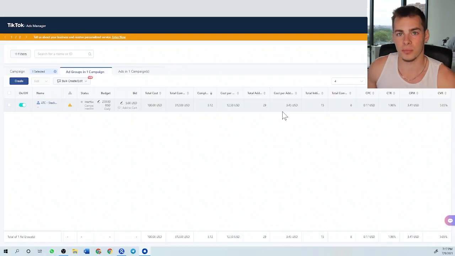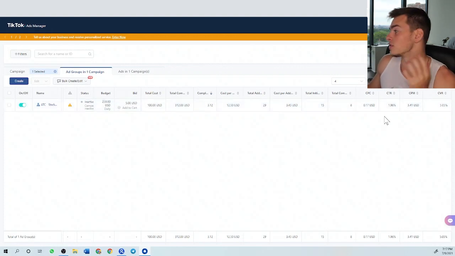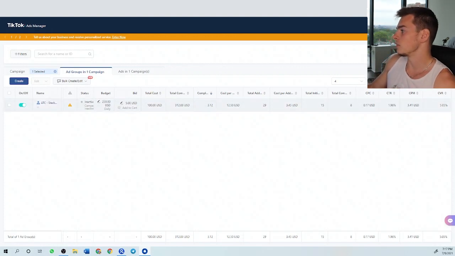Now, usually at this stage, you'll probably see something like a 6-to-1 or a 7-to-1 add to cart to purchase ratio. So that means, let's say if you had a 7-to-1 ratio and you got 7 add to carts on the first day, you might expect to see 1 sale. Then when it comes to CPC, CTR, and CPM, typically for a CPC, you want to see something below 50 cents. That's usually a pretty good sign that I tend to see.